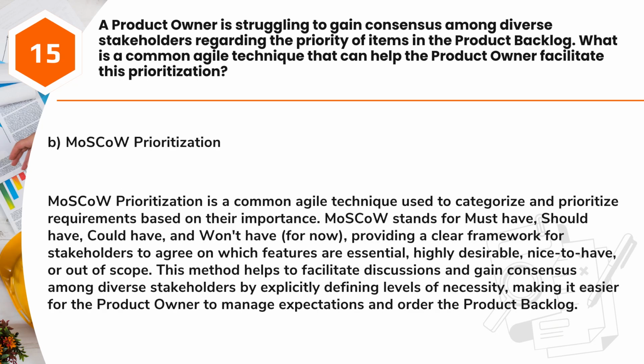Answer: B. Moscow prioritization. Moscow prioritization is a common Agile technique used to categorize and prioritize requirements based on their importance. Moscow stands for must have, should have, could have, and won't have, for now, providing a clear framework for stakeholders to agree on which features are essential, highly desirable, nice to have, or out of scope.